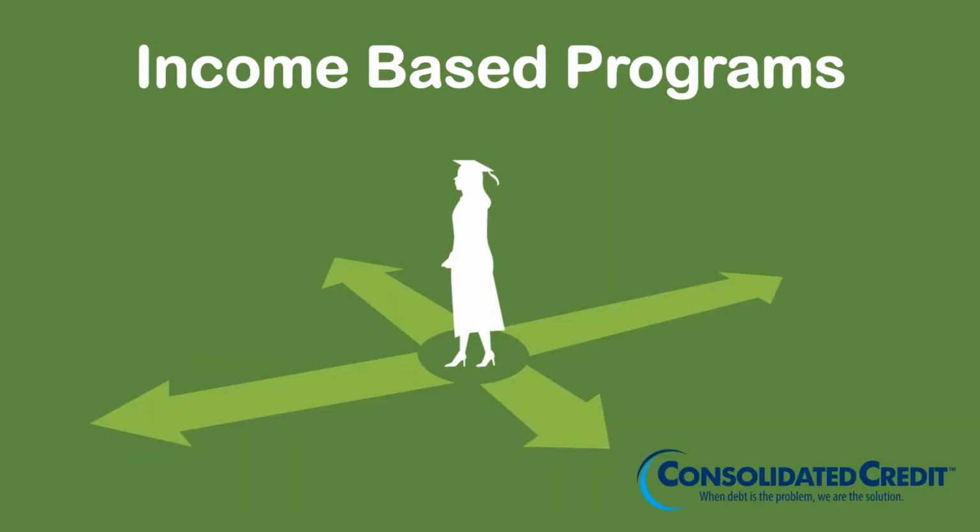Now we're going to get into income-based programs. There are 4 types of income-based plans: the IBR, which is income-based repayment, the ICR, which is income-contingent repayment, the PAYE, which is Pay As You Earn, or the REPAYE, which is the Revised Pay As You Earn.